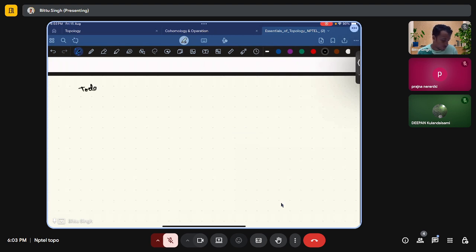Today is 15th August. So we'll discuss product topology. Earlier today we discussed subspace topology. Now we'll discuss product topology and mainly quotient topology.